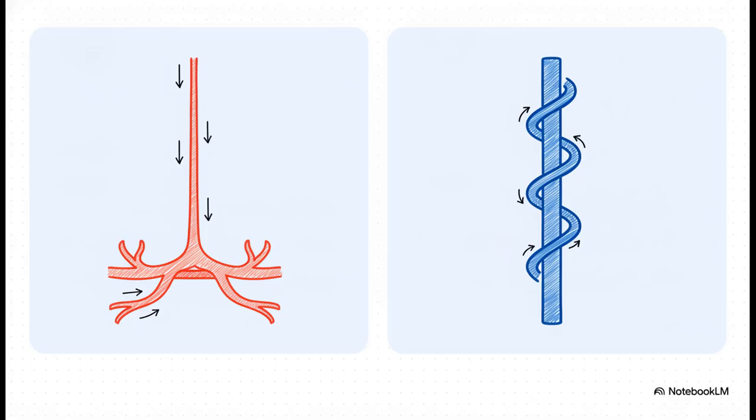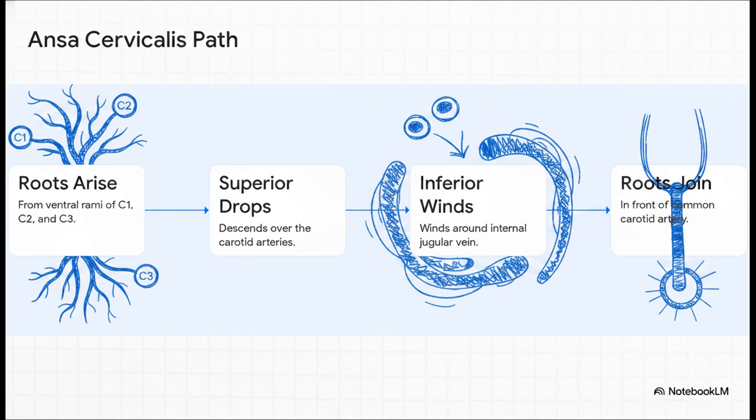Then, on the other side of the loop, we have the inferior root, or Descendens cervicalis. This one carries fibers from C2 and C3. But instead of descending over the arteries, this root takes a totally different path and winds around the internal jugular vein. So remember, superior is C1 over the arteries, and inferior is C2 and C3 around the vein. Let's trace this pathway down and see how it all connects.